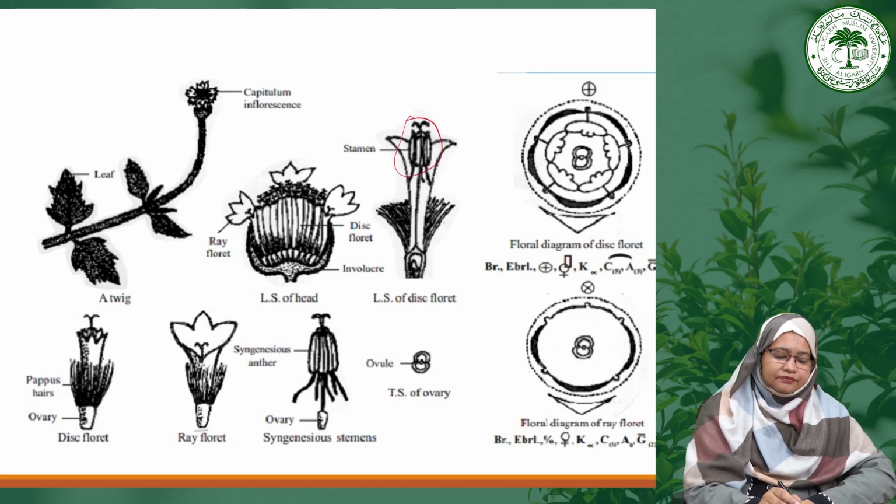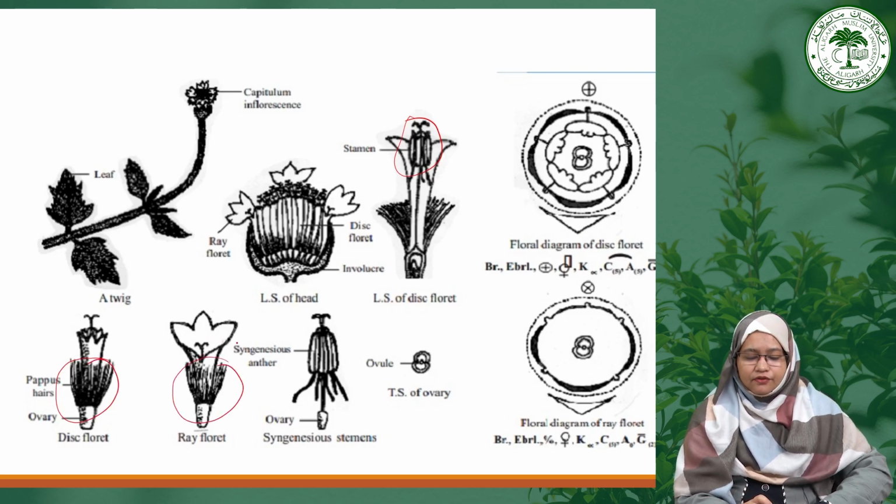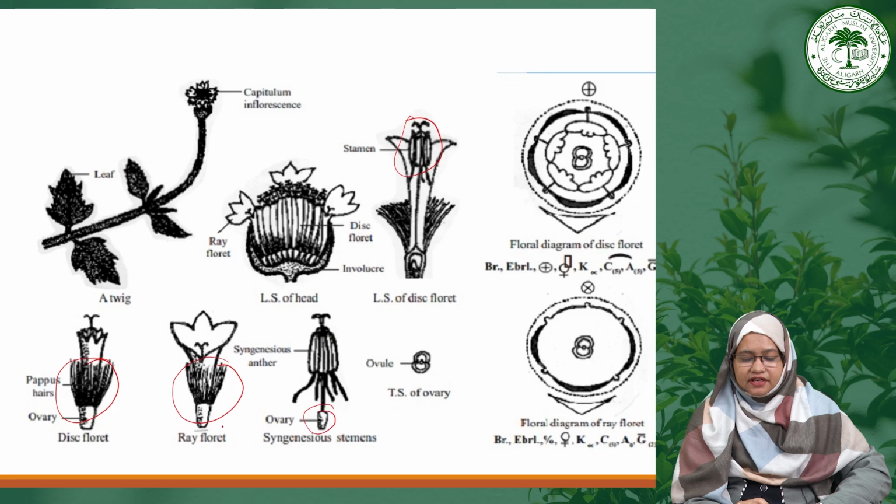Here you can see the calyx that is modified into the pappus. This one is the ray floret. You can see it is made up of either 3 or 4 corolla lobes. Then you can see that the ovary is inferior in position. Here you can see the syngenesious condition.